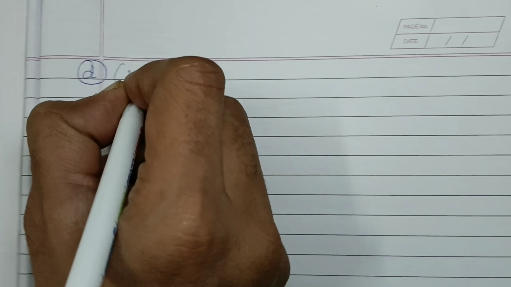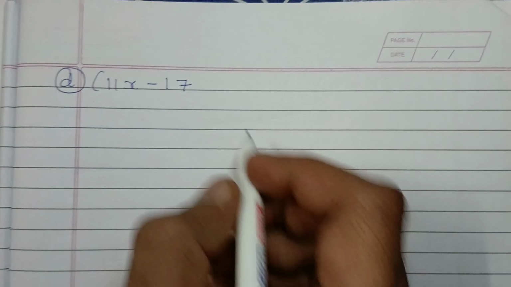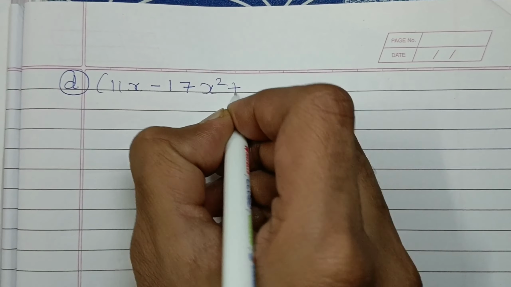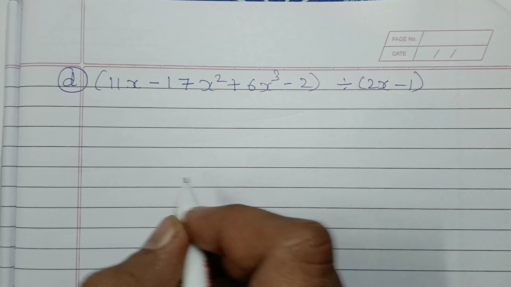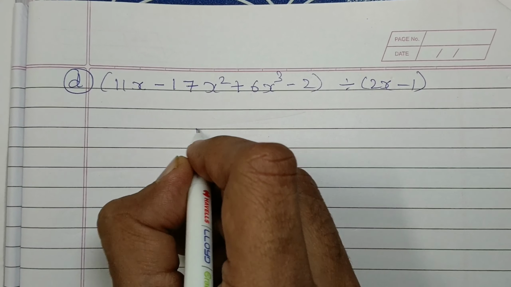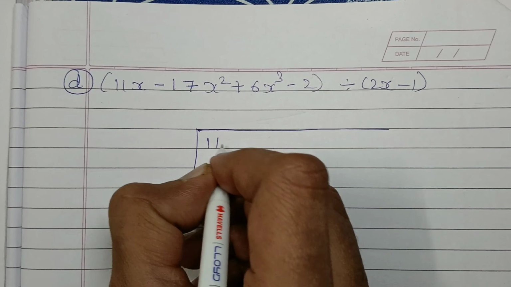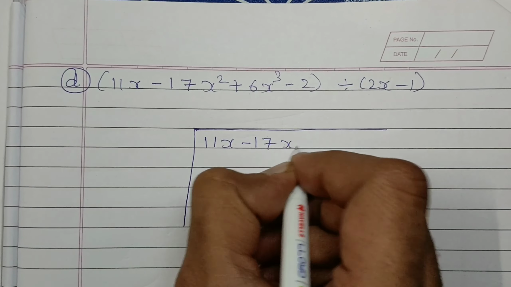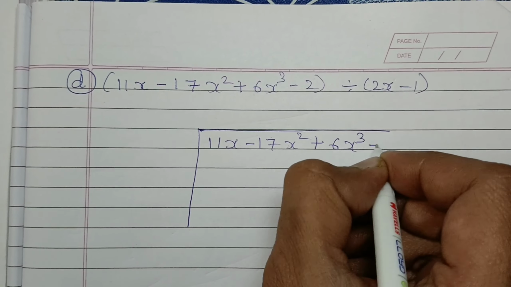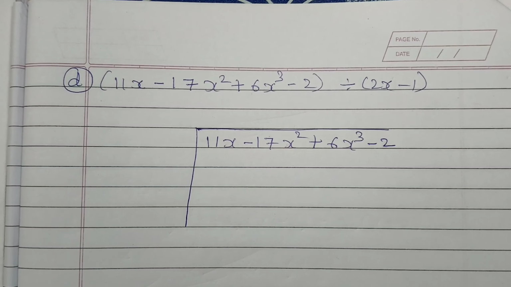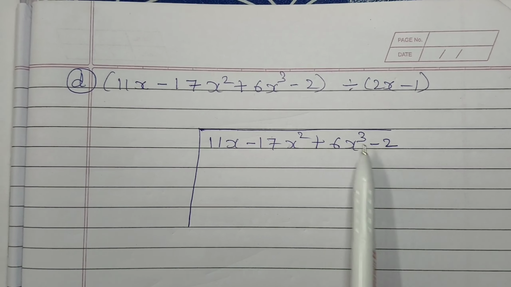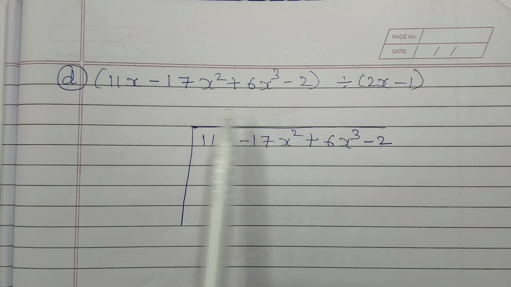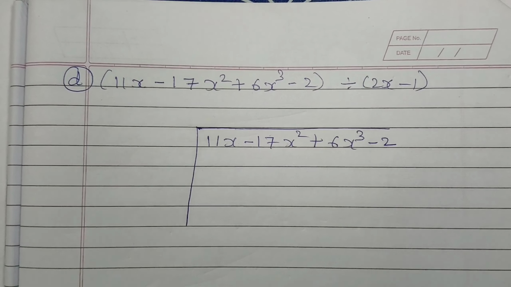Okay, so now I'll solve the D question, which is 11x minus 17x square plus 6x cube minus 2, and we will divide this by 2x minus 1. 11x minus 17x square plus 6x cube minus 2. Okay, but the thing is, here we have to arrange these terms in such a way that the highest power should come first, and the lowest power should come last.